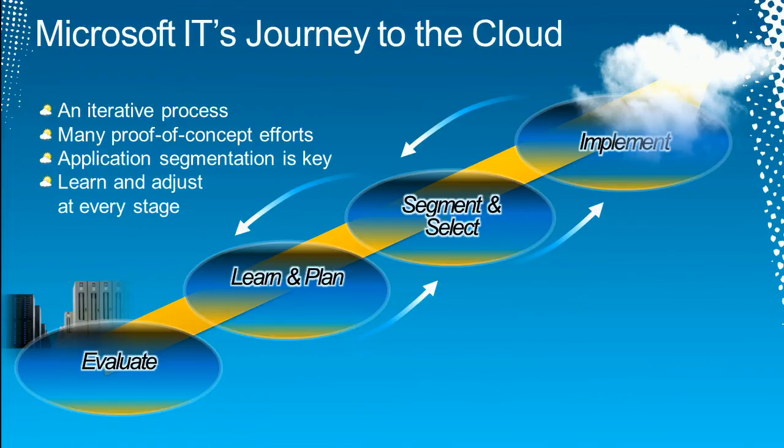So we're doing a lot of proof of concept efforts within IT right now to decide which of those applications really are the best suited to move out to the cloud, and then we're starting with those and moving them out. So it's not a big bang. We're taking these applications and iteratively analyzing them, making changes to some of them, and then moving them out to the cloud.